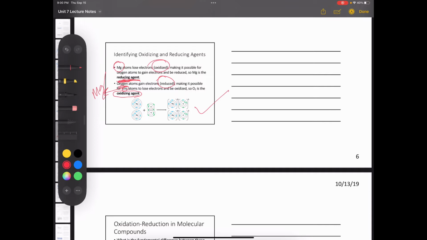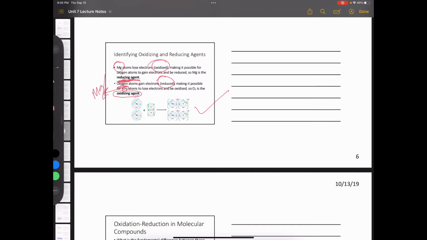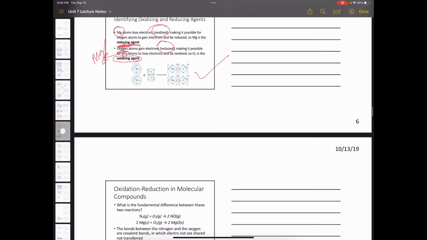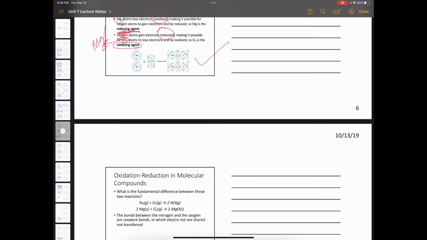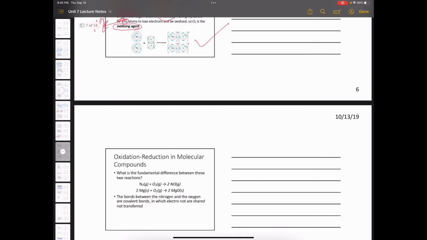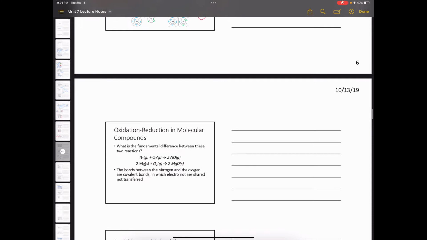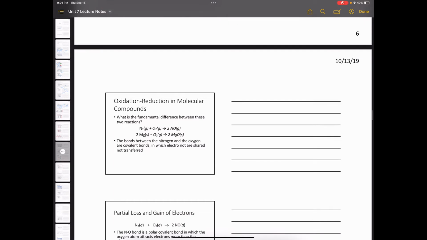So what kind of questions should I expect in the exam? That's probably the first question that pops in your head right at this moment. I will give you an equation and I will expect you to identify the oxidized material, or the oxidized substance, the reduced substance, the oxidizing agent, the reducing agent. So that's what you need to pay attention to.